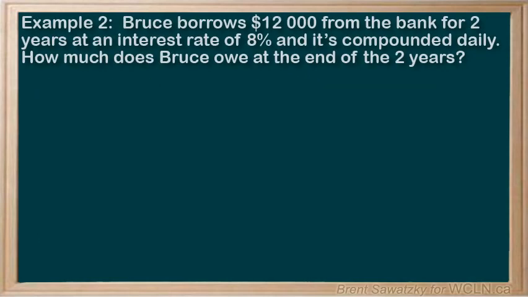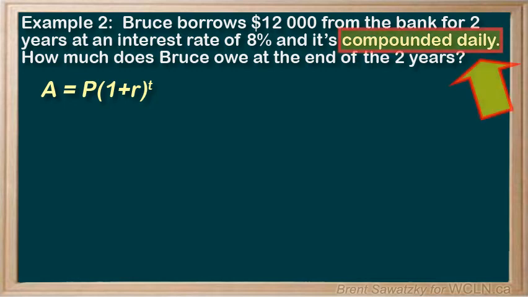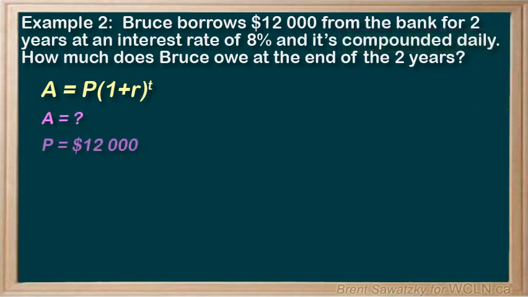Example 2. Bruce borrows $12,000 from a bank for 2 years at an interest rate of 8%, and it's compounded daily. So how much does Bruce owe at the end of the 2 years? So using our simplest equation, A equals P(1 plus R) to the T. And we should identify our compounding period, which is, well, we're told that we compound daily. So our compounding period is 1 day. Plugging in our numbers, P equals 12,000.